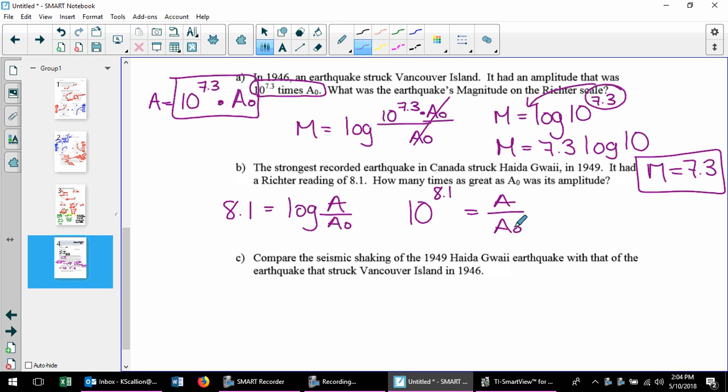What do I do, Jerome? A initial by both sides, yeah. Because I'm trying to solve for what A is. So A is equal to 10 to the exponent 8.1 times the initial shaky measurement.